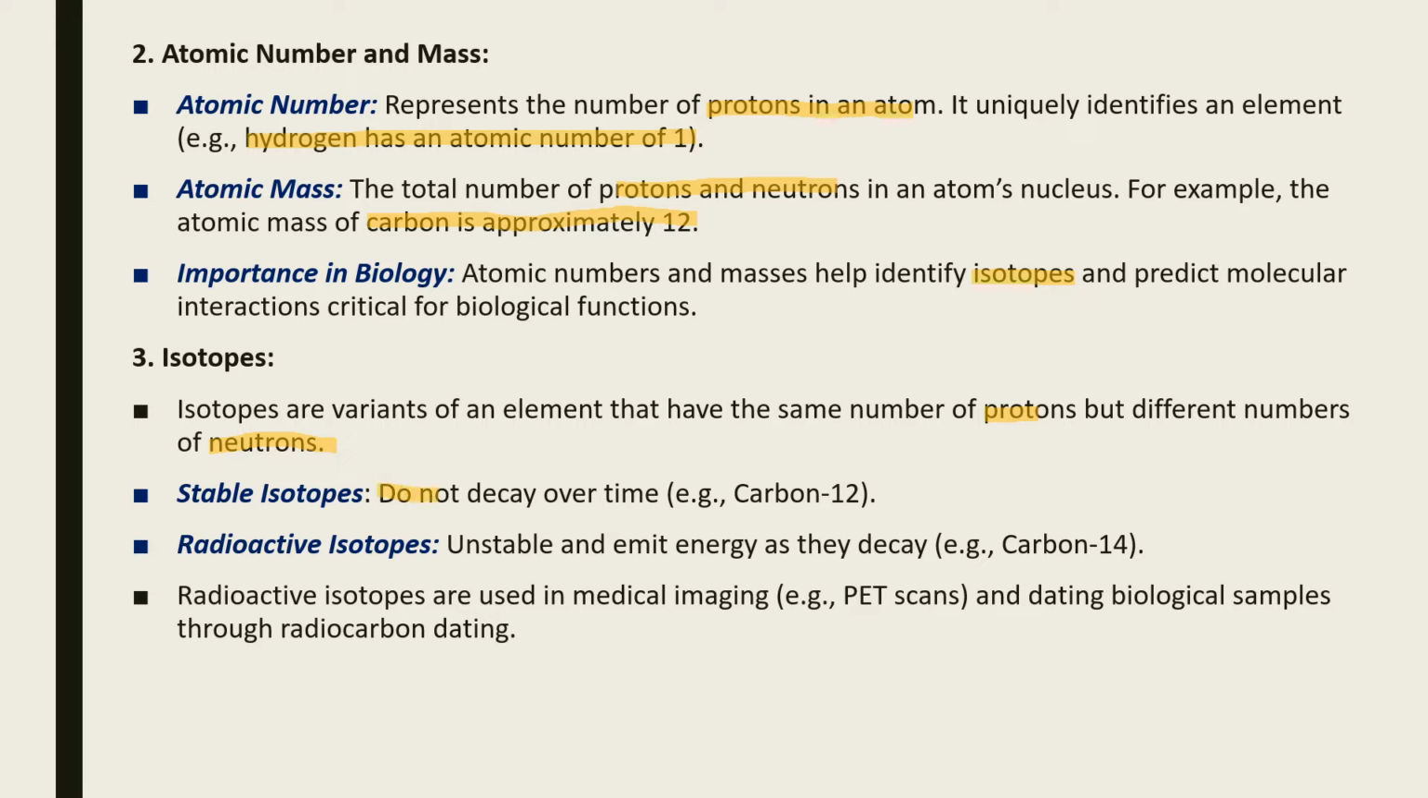The stable do not decay over time, like they never decay. For example, carbon 12, while the unstable decay and emit energy, but they also decay over a long time, but still they decay. For example, carbon 12.